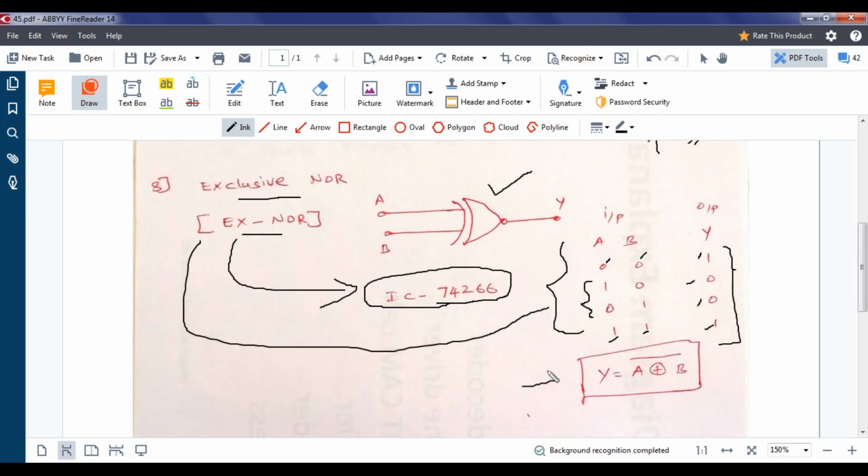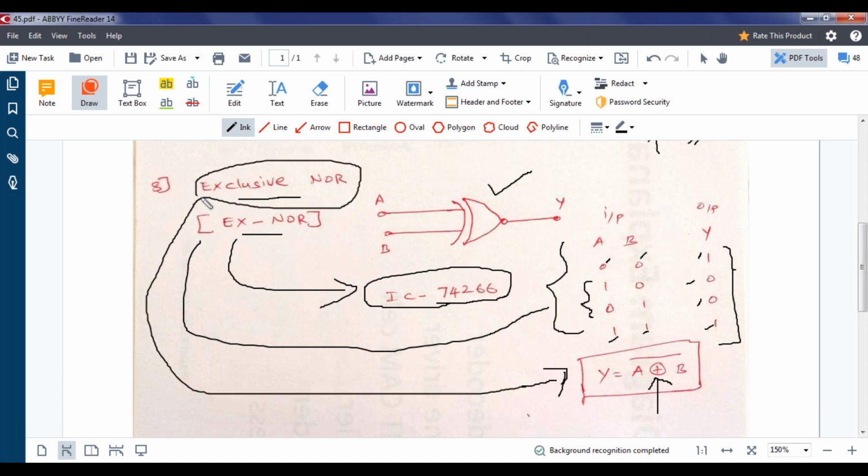Next, algebraic expression. The algebraic expression is Y equal to A, and this symbol is indicating exclusive OR. A exclusive OR of B, the whole bar. So this is the algebraic expression of your exclusive NOR. Please make a note. Capital Y equal to A XOR of B the whole bar.